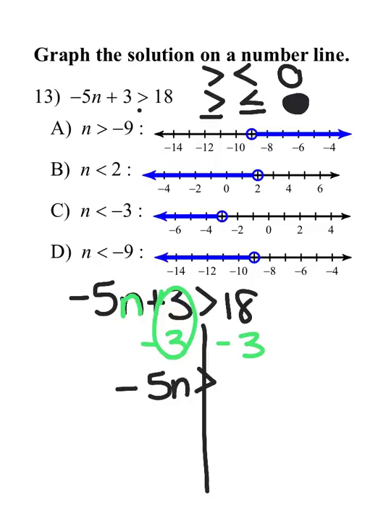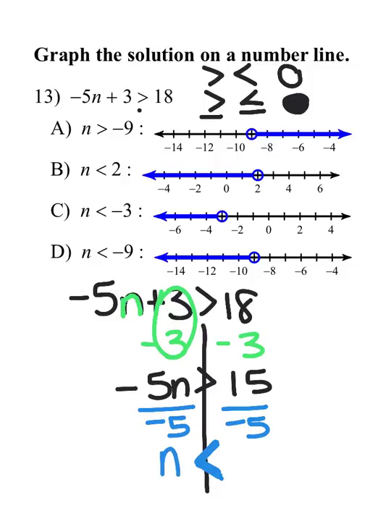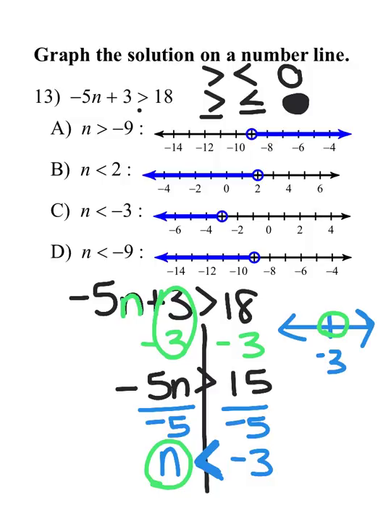These are like terms, so I can subtract. 18 minus 3 is 15. I'm now going to divide by a -5. And whenever you divide, you've got to remember to flip that sign. You know PERT's going to ask that question, so you've got to remember to flip that sign. So I get n is less than -3. So when I go to look for my answer choices, I need to make sure that on -3, I have an open circle, and I want all the values that are less than -3.